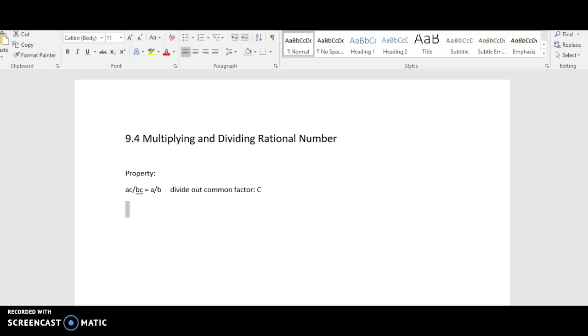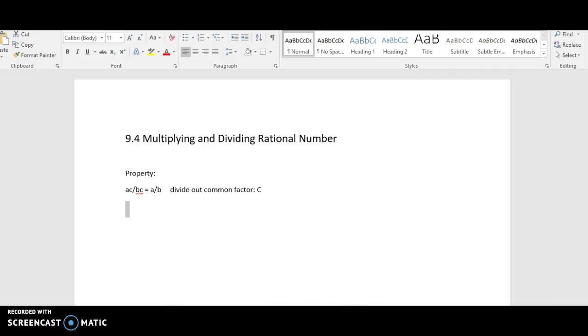Chapter 9, Lesson 4, Multiplying and Dividing Rational Numbers. To simplify a rational number, we have to use the following property. It says if we have A times C over B times C, our answer will be A over B. This is because we divide out the common factor, and in this case, it's C. So we take out the C from them, and we are left with A over B.